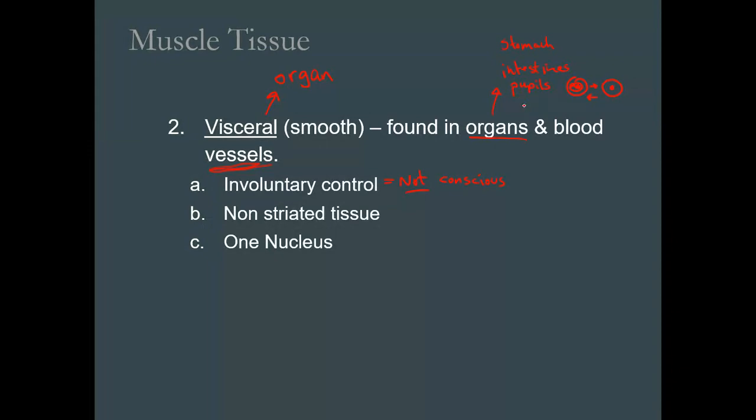Your pupils are great. Another one is in your skin, you have these little things called erector pili that produce your goosebumps. And same thing, you can't control when you get goosebumps. They just happen automatically, and then eventually they wear off. You have no control over this. So involuntary, not conscious control. You can neither start nor stop this voluntarily, okay?